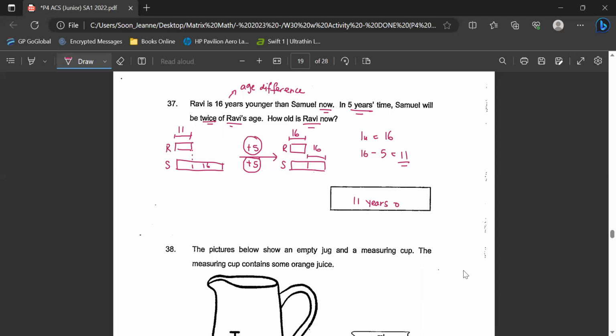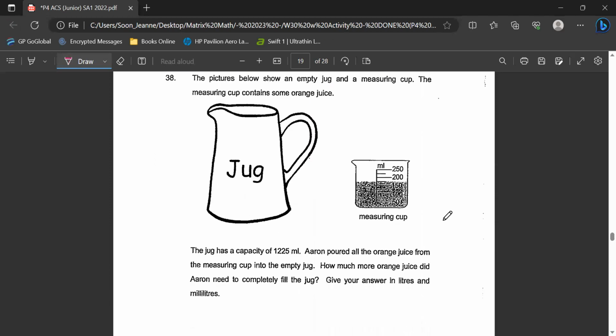Okay. Question number 38. The picture below shows an empty jar, so there's nothing inside, and a measuring cup. The measuring cup contains some orange juice. It's a little bit dark, so let's look at the measurement in the measuring cup. The jug has a capacity of 1225 ml.